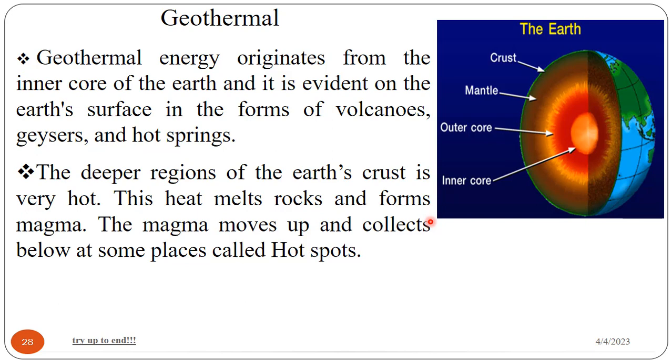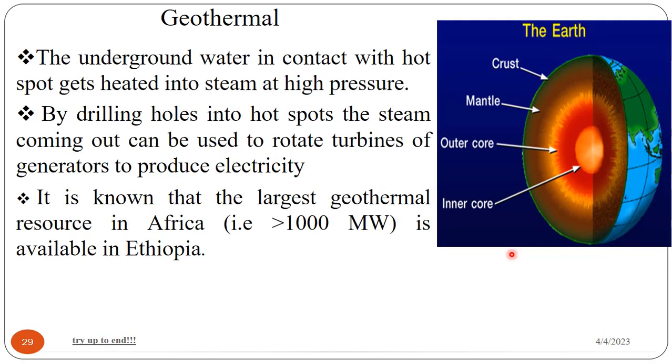It melts rocks and forms magma. The magma moves up and collects at places called hot spots. That is geothermal energy, with the crust, mantle, outer core and inner core. The underground water in contact with a hot spot is heated into steam at high pressure.